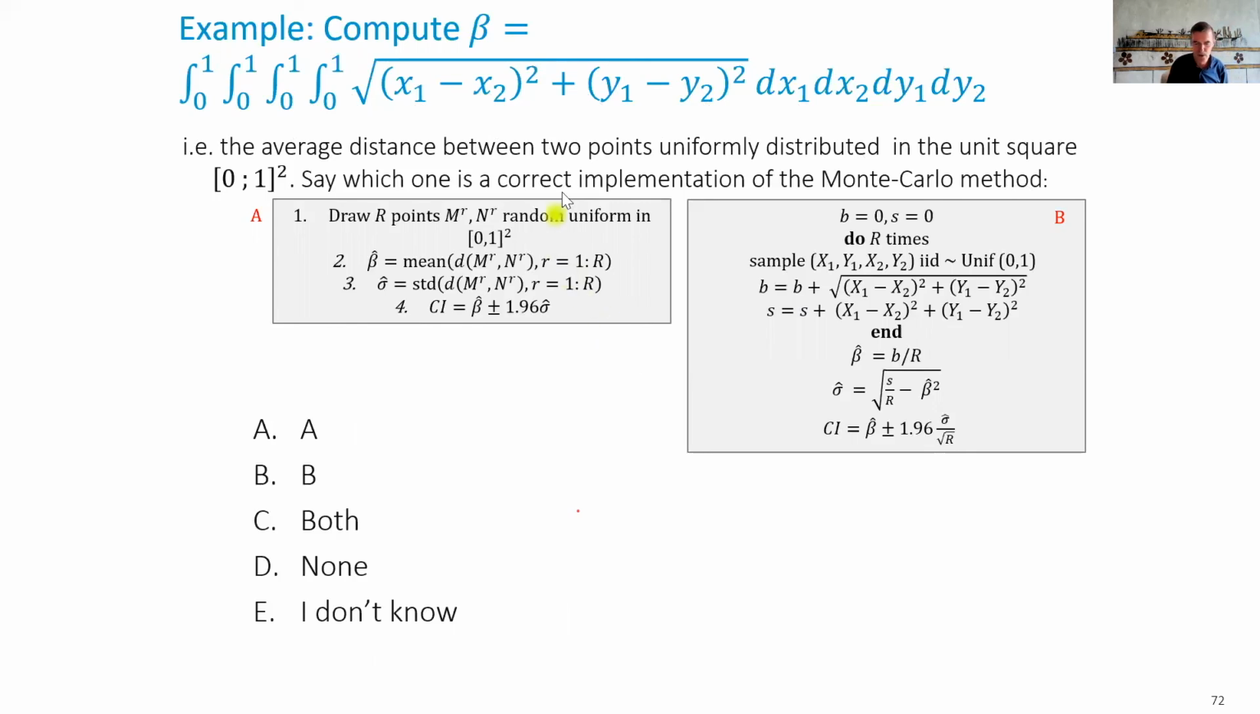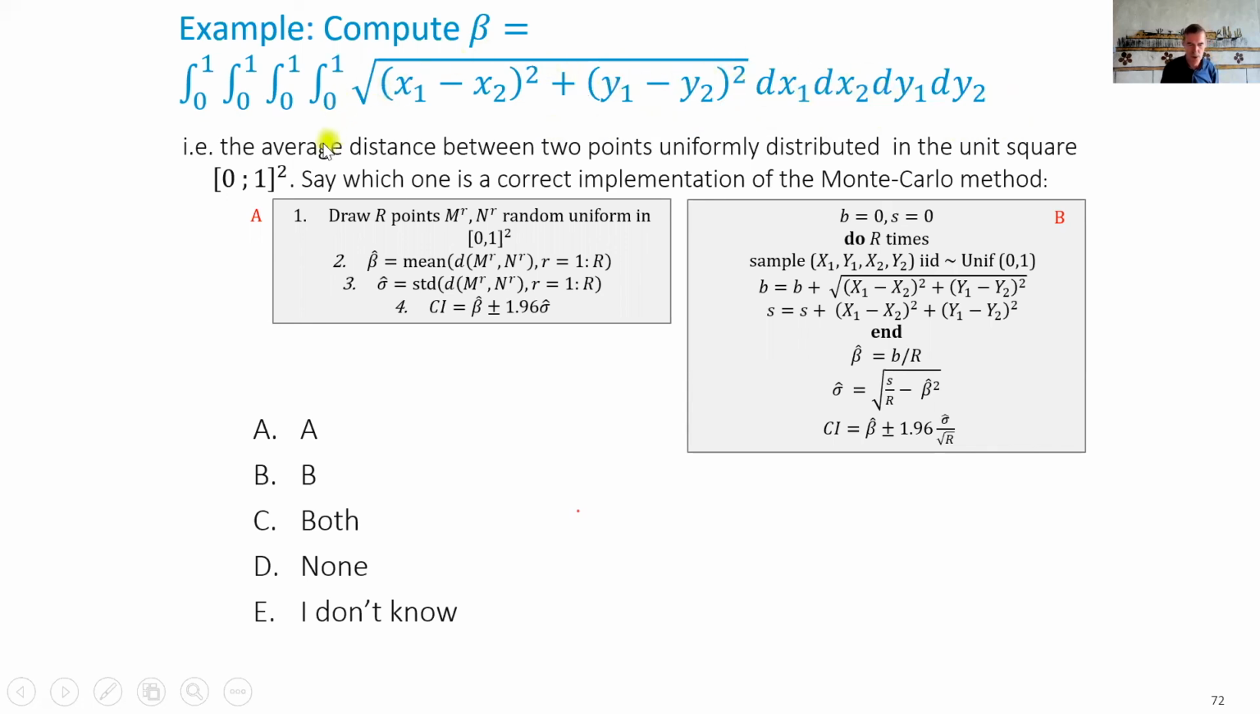If I consider the variable x1, y1 to be a point, then the density is 1 between 0 and 1. So this point x1, y1 is uniformly distributed in the unit square. The point x2, y2 also, and the joint PDF is the product, which means they are independent.